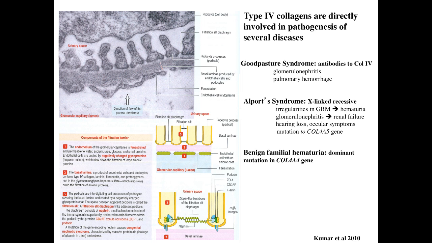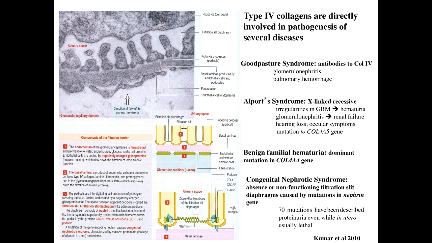And then there's another type of mutation, benign familial hematuria. This is a dominant mutation in collagen 4A4 genes. Again, I'm not going to expect you to know this for our course, but it's just to give you an appreciation of things that might go wrong.